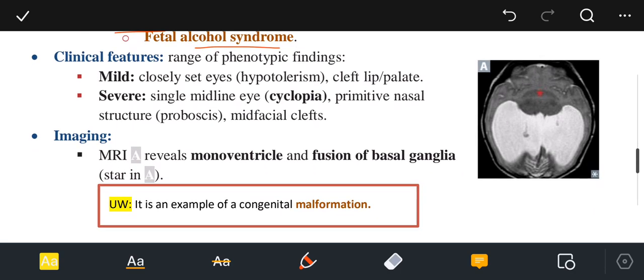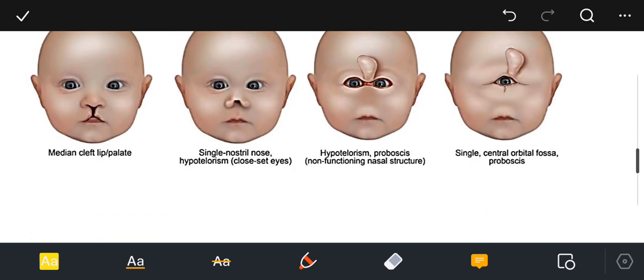The clinical features range over a spectrum of phenotypic findings in the children. In mild cases, we have closely set eyes, that is called hypotelorism. There will be cleft lip and palate. In very severe cases, there will be a single midline eye, that is called cyclopia. There will be a primitive nasal structure, that is called proboscis, and midfacial clefts will also be present.